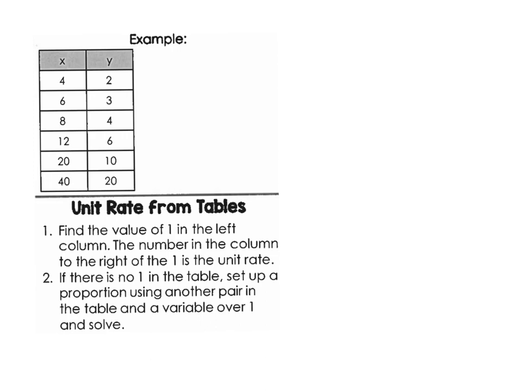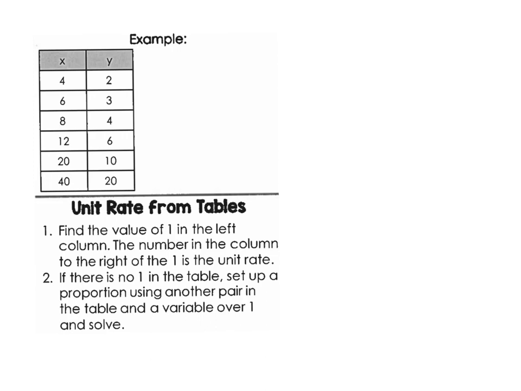The first way we're going to look at is unit rate from a table. So we need to find the value of 1 in the left column. The number in the column to the right of the 1 would be the unit rate. If there is no 1 in the table, like here, we need to set up a proportion using another pair in the table and a variable over 1 to solve.